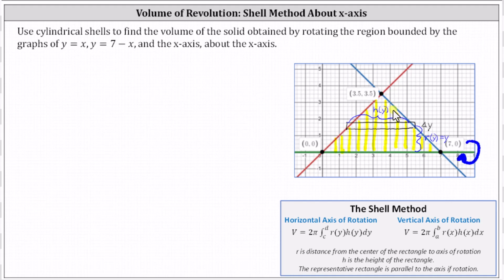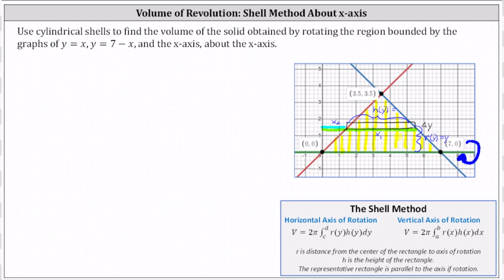Again, h of y is the height of the rectangle, but it must be a function of y. Notice the height of the rectangle is determined by the horizontal length between the two lines. To determine h of y, we'll first have to determine the distance from the y-axis to the blue line, this distance here, and then subtract the distance from the y-axis to the red line, again as functions of y. So let's call the green distance x sub 1 and the blue distance x sub 2.